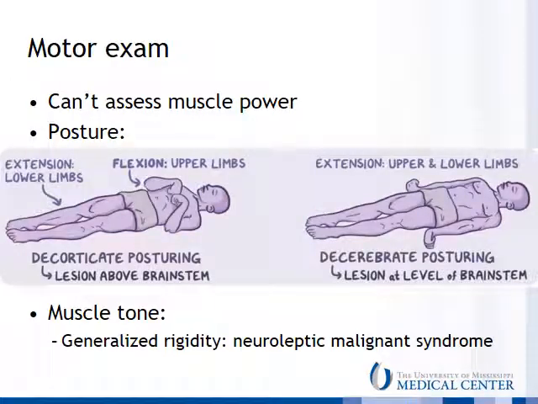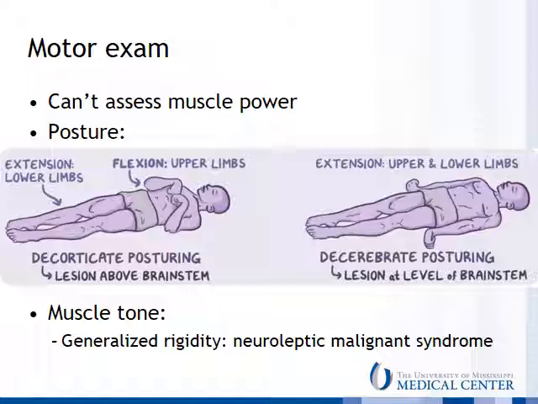We cannot assess motor power in a comatose patient because they do not follow commands, but we can look for indirect signs or passive signs like posture or muscle tone. Posturing is like an old GPS. It will tell you the area around where the lesion can be but wouldn't be able to tell you exactly where it is.